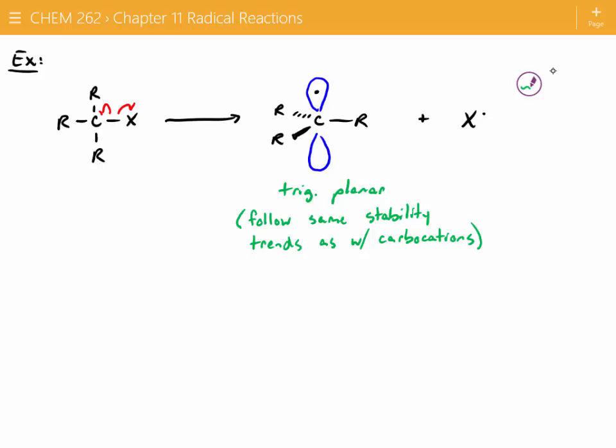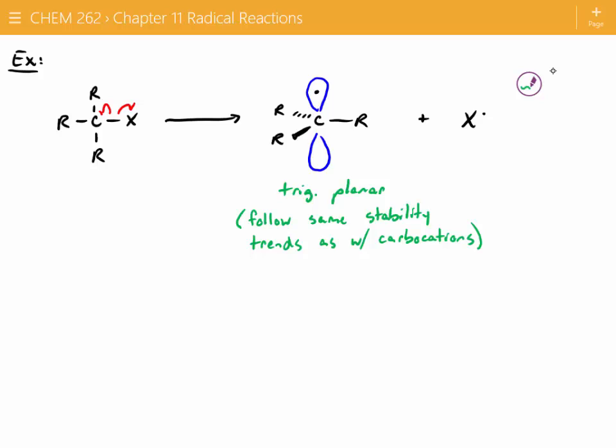So with carbocations, we saw that the more substitution we had, the more stable they were, right? Tertiary carbocations more stable than a secondary, and that's more stable than a primary. Why is that the case? Hyperconjugation, right? So if we have adjacent sp3 orbitals in one of those R positions, they can help stabilize that empty p orbital, or in this case, a p orbital with one electron in it.